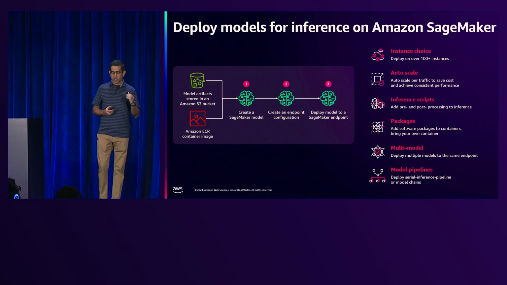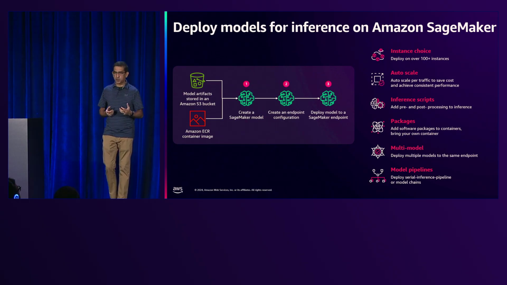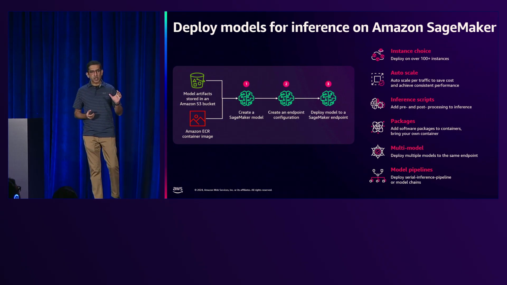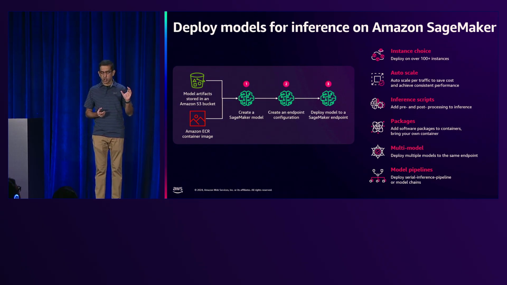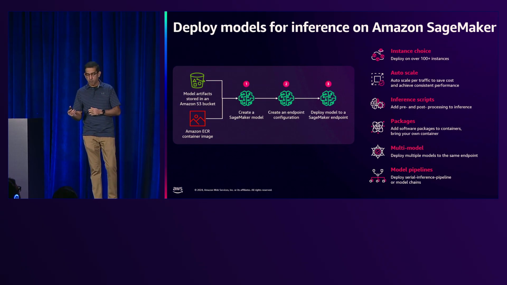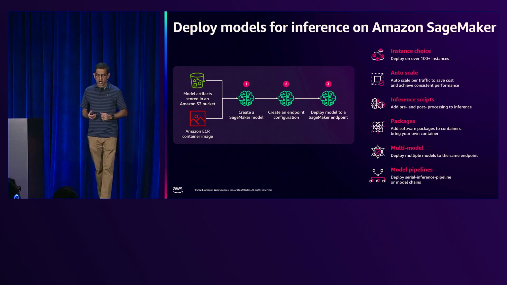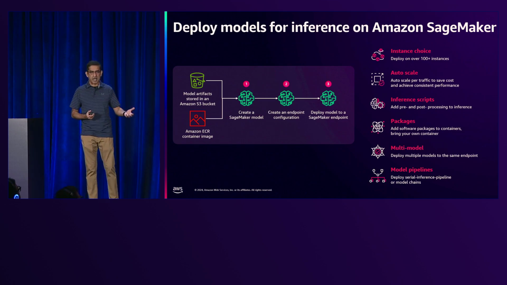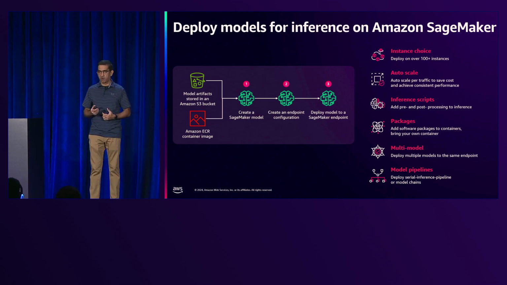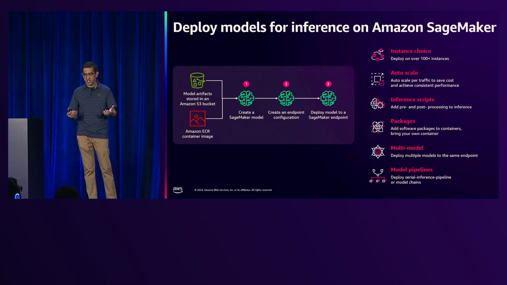With access to over 100 instance types, including CPUs, GPUs, and specialized AI accelerators, you can precisely match your compute resources to your model's needs. You can also enhance your inference by adding custom pre- and post-processing steps, which allows for, say, for example, data transformations or result formatting, or maybe you want to implement some custom business logic.